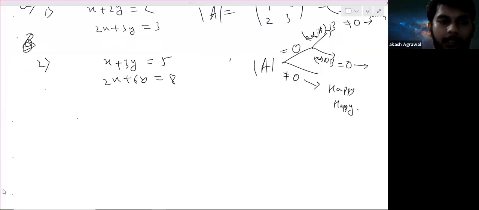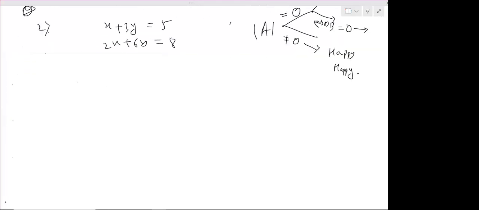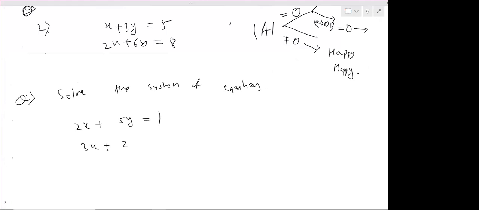Okay. ये तो आप कर ही देंगे. एक क्वेश्चन करिए. Solve the system of equations. ठीक है, यहाँ पर क्या करना है, सॉल्व करना है, तो आपको पूरा पूरा x एंड y का वैल्यू बताना पड़ेगा. 2x plus 5y equals 1, 3x plus 2y equals 7. All right?